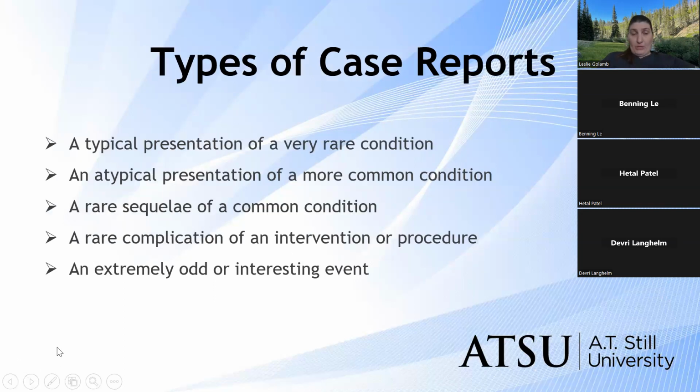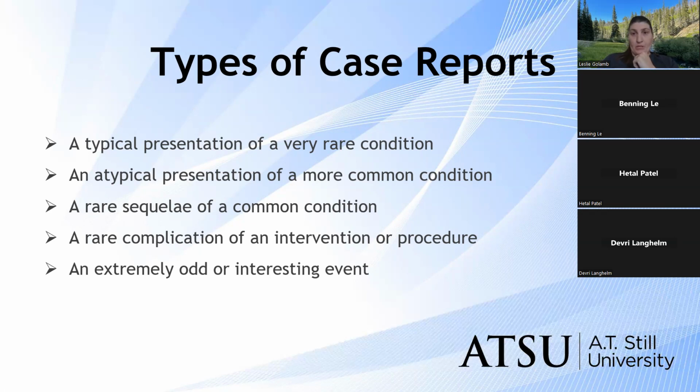The types of case reports that usually come up are, first, a typical presentation of a very rare condition. So like COVID, when that came out, it was very rare. So you do a case report outlining the presentation of a disease so rare that it is unlikely to have good data describing the disease in large populations. The other one is an atypical presentation of a more common condition.